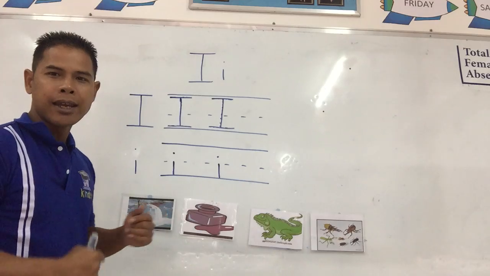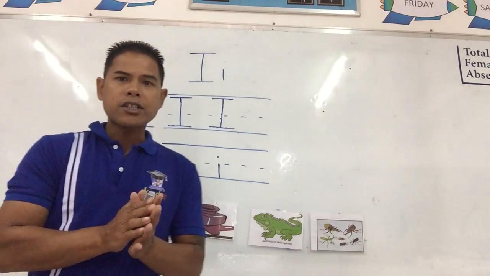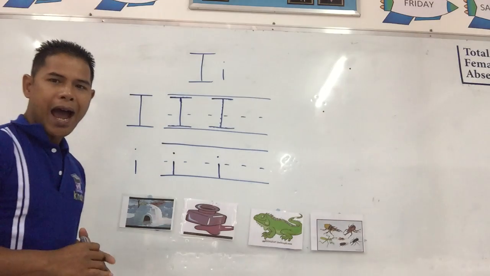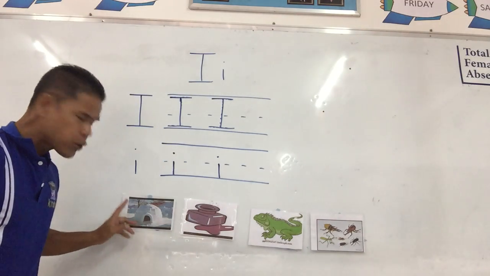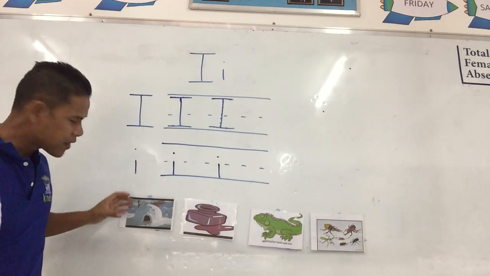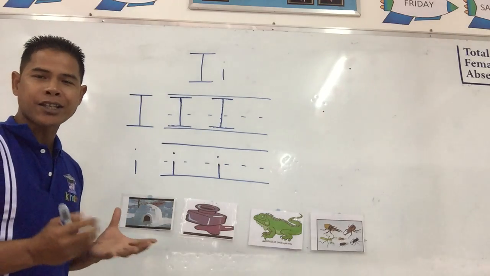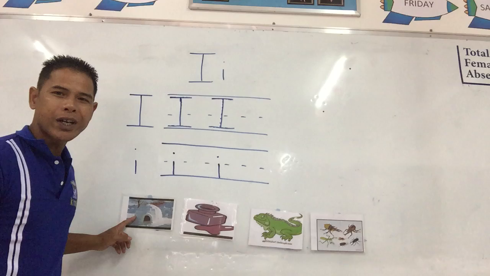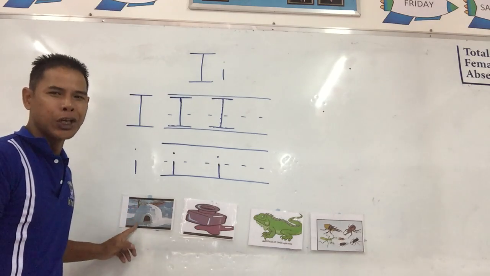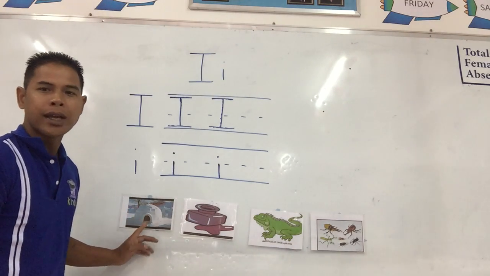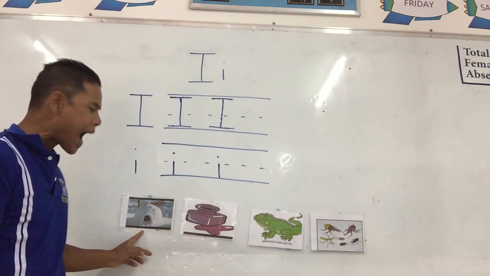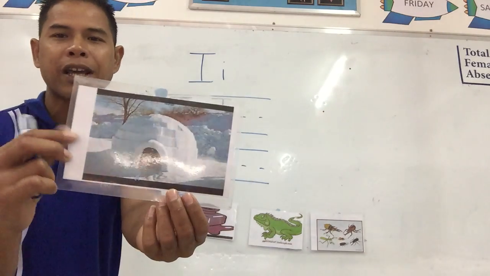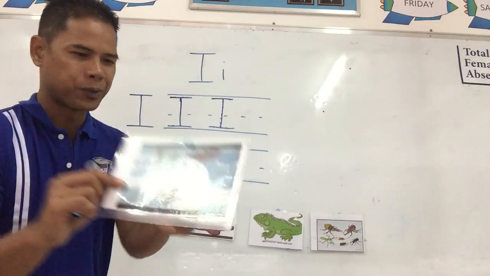Okay, the I sound. Let's look at some of the things that start with the letter I. This one, you remember what it is? It is a house that is made from ice and snow. It is cold. What do we call it? Igloo. Yes, igloo. Igloo starts with the letter I. Okay? Right here, it is made from ice and snow.